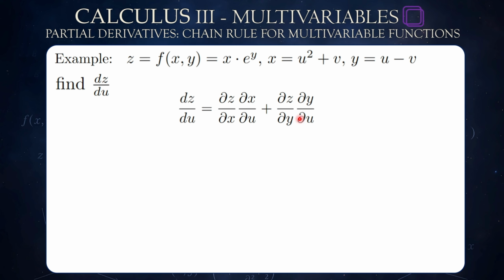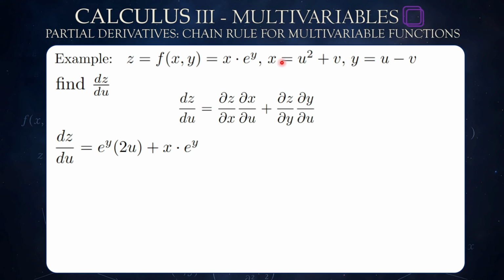You can try it yourself, of course. So dz over du is equal to the derivative of f(x,y) in respect of x, which is e^y, times the derivative of x in respect of u, which is 2u. You multiply them by each other, plus the derivative of z in respect of y, or e^y, times the derivative of y in respect of u.